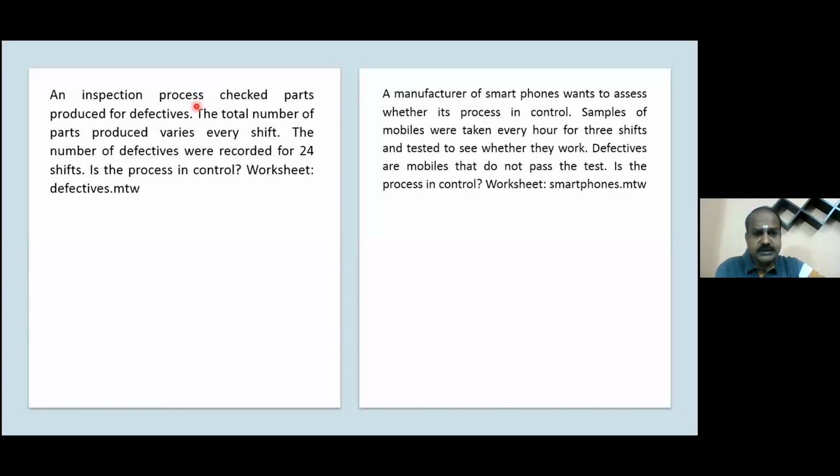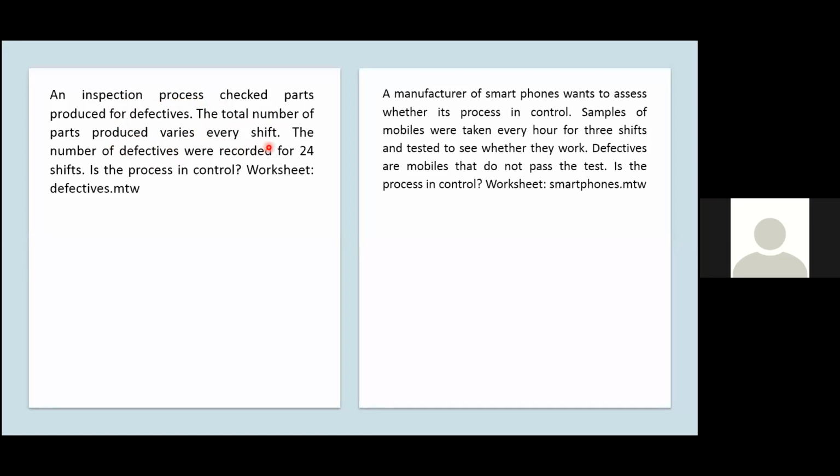An inspection process checked parts produced for defectives. So what is it that you are monitoring? Defectives, right? So what should be your option? Either P chart or NP chart. NP chart. Very good. The total number of parts produced varies every shift. P chart. Very good.